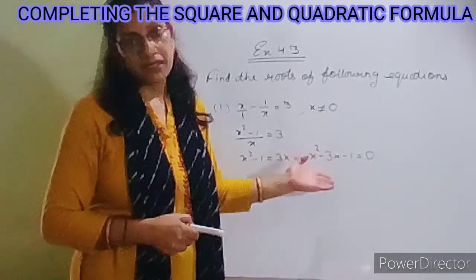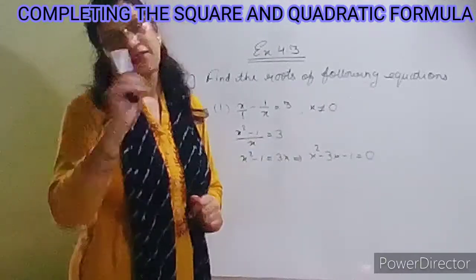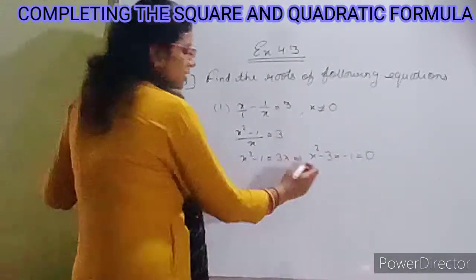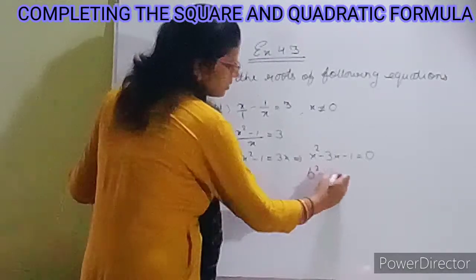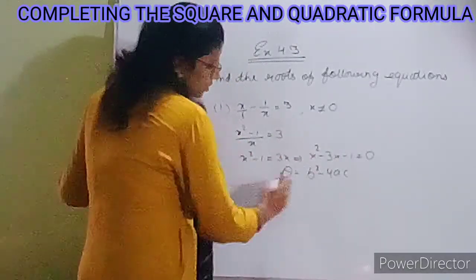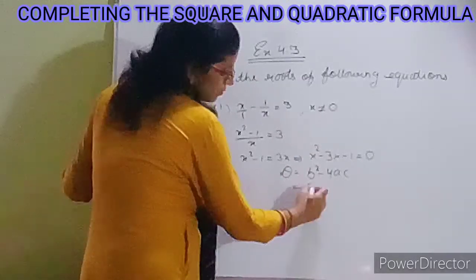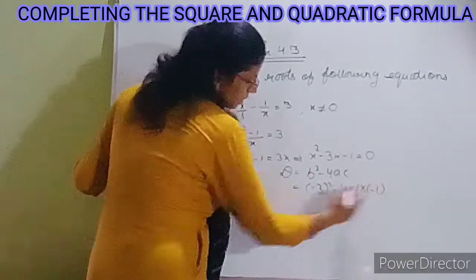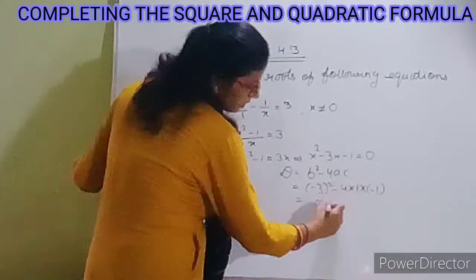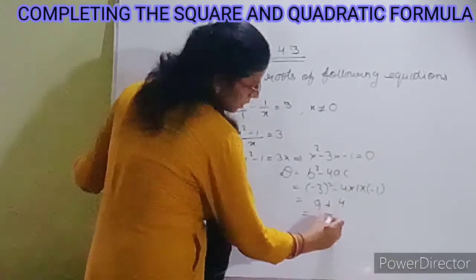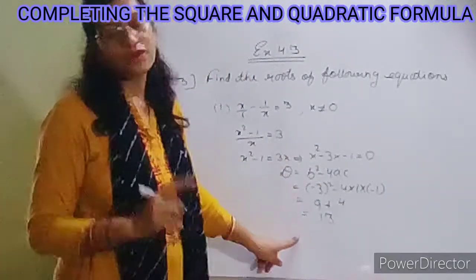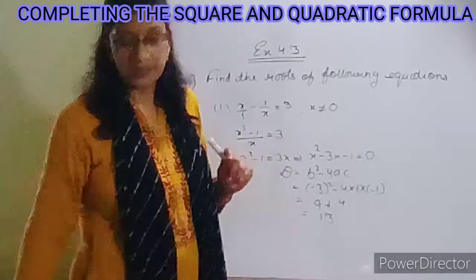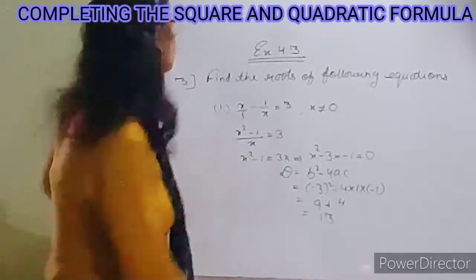Simply how can I find the roots now? Splitting method, completing the square or quadratic formula. I feel that I should find it by quadratic formula. That will become very easy. So first I am finding b square minus 4ac, the discriminant. So b square, b is minus 3. So (minus 3) square minus 4, a is 1 and c is minus 1. So 9 plus 4, 13. So the value is coming greater than 0. So we will get real and distinct roots. Okay, so that means it is coming greater than 0. This I told you previously only.